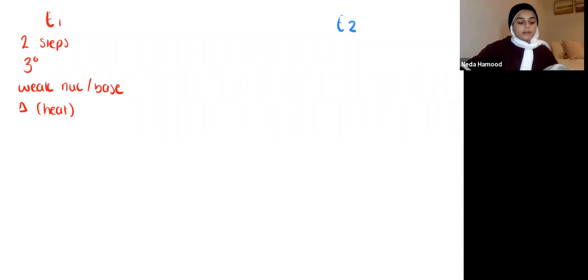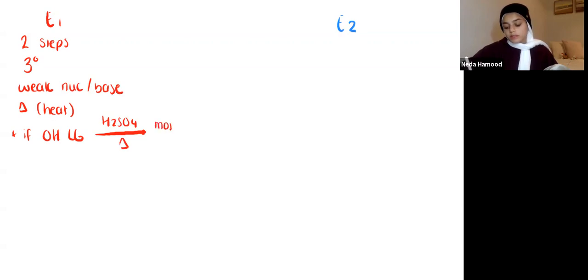And then a little helpful tip is that if you have an OH as the leaving group, you'll use H2SO4 and heat as your reagents to get the most substituted product.